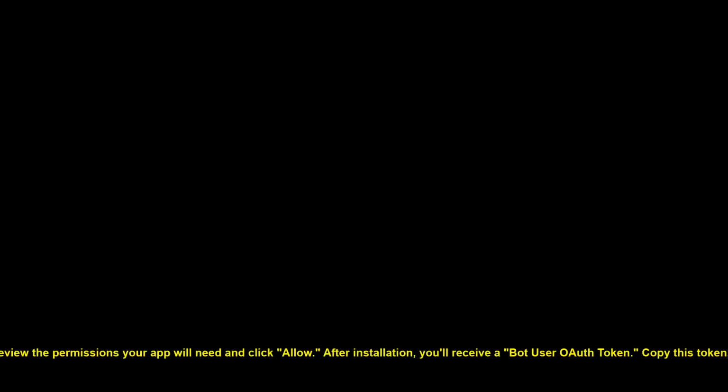Once you've added the necessary scopes, go to the OAuth Tokens for Your Workspace section. Click Install App to Workspace. Review the permissions your app will need and click Allow. After installation, copy the token. Next, integrate this token into your application or service.